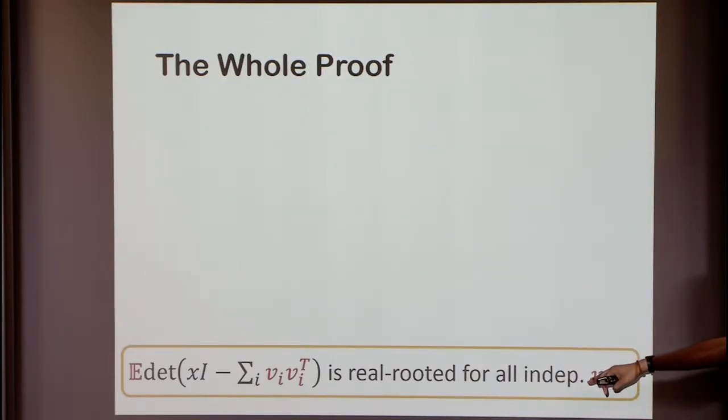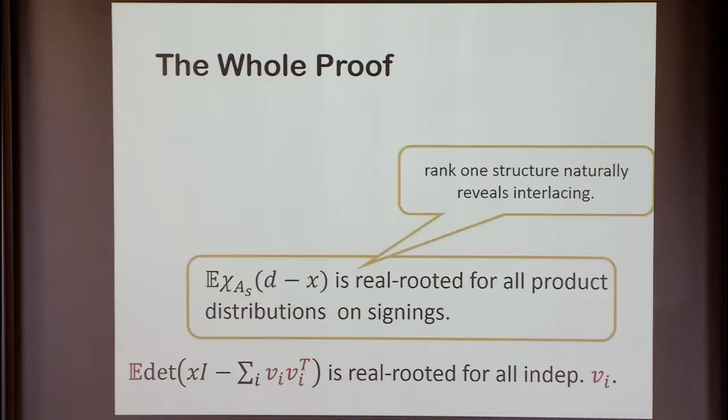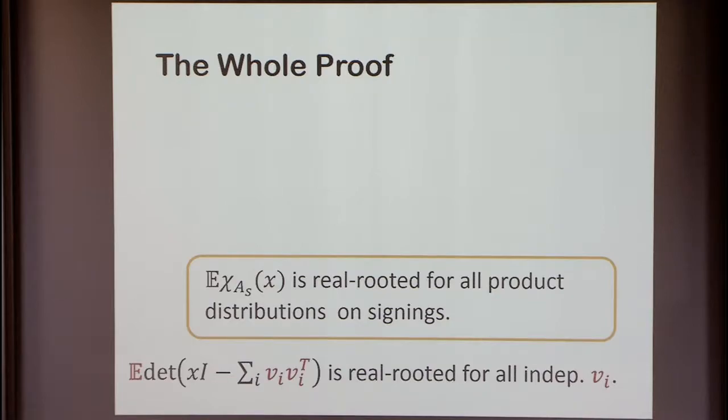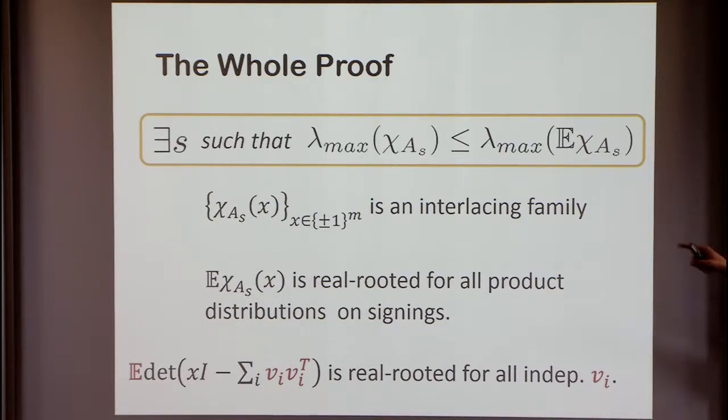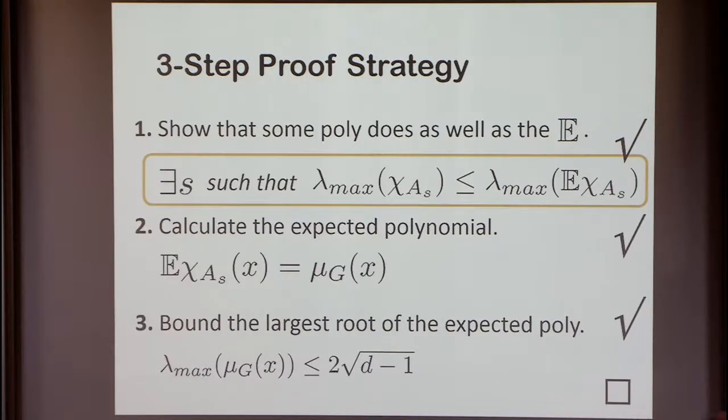So I just showed you that any expected characteristic polynomial of a sum of independent random rank 1 matrices is real rooted. A specific case of this is the shifted expected characteristic polynomial of a random signing for any product distribution on the signings. And now you see why I did the shifting to get the rank 1 structure. This implies that the expected characteristic polynomial for any product distribution is itself real rooted, which implies that this is an interlacing family. So everything has common interlacings, which implies that there exists a signing which does as well as the expected polynomial, which completes the proof of the theorem.